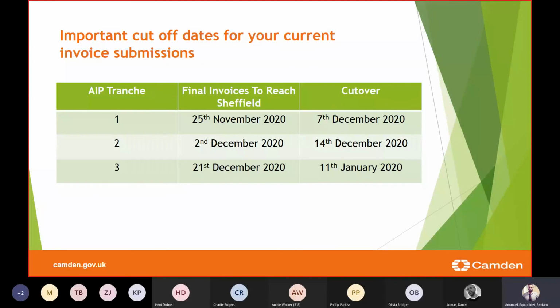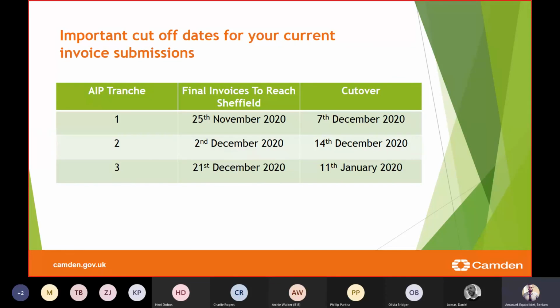So I'll just cover some of the points again. Most of you fall into tranches 1 and 2 with regards to this cutover. Tranche 1's cutover is the 7th of December 2020, and we'd ask that you ensure your final invoices reach Sheffield the 25th of November 2020. With regards to tranche 2, your cutover date is going to be the 14th of December, and your final invoice is to reach Sheffield by the 2nd of December.